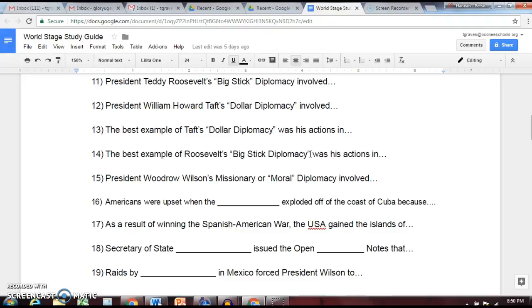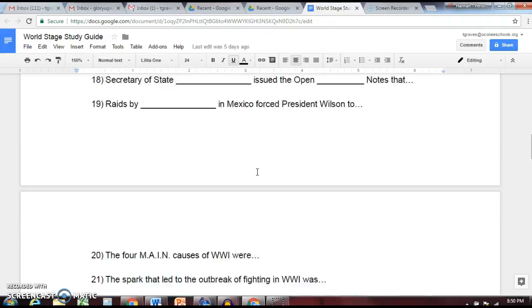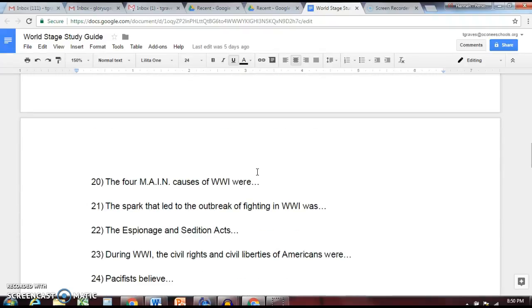Number 19, raids by Pancho Villa, a bandit in Mexico, forced President Wilson to send the U.S. military into Mexico. So even though on one hand he's saying, I don't want to use military force in foreign countries, here he is doing that very same thing. It really wasn't because he wanted to, it's because he felt like he was pressured into it by American businessmen who were losing money with the attacks by Pancho Villa in Mexico and just across the border in Texas.